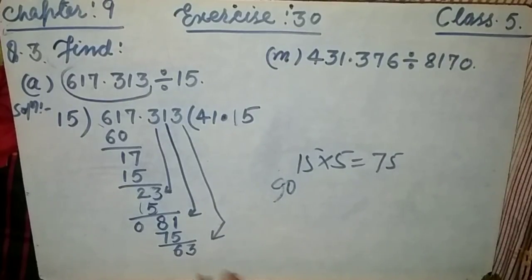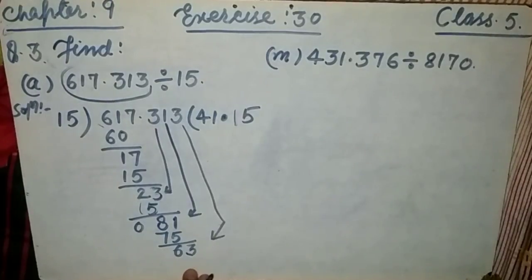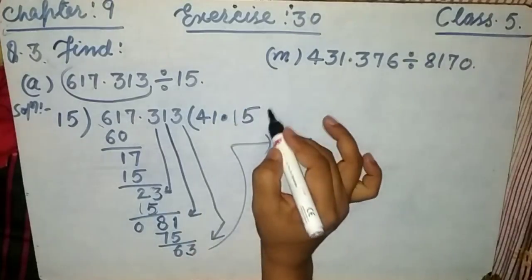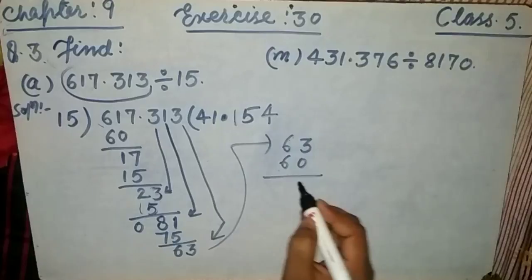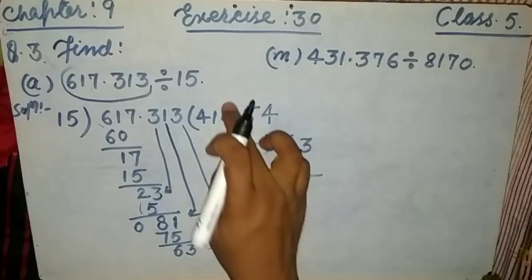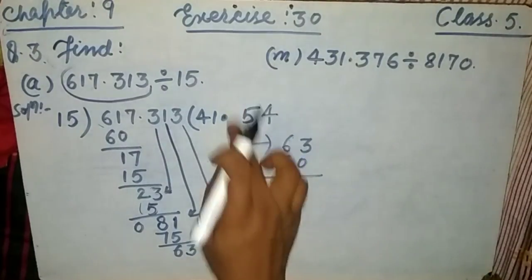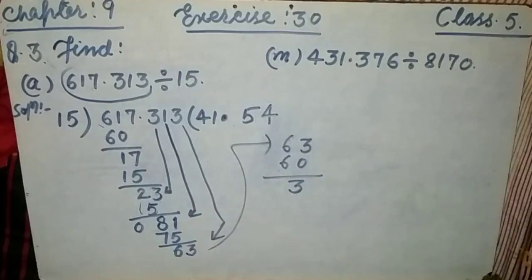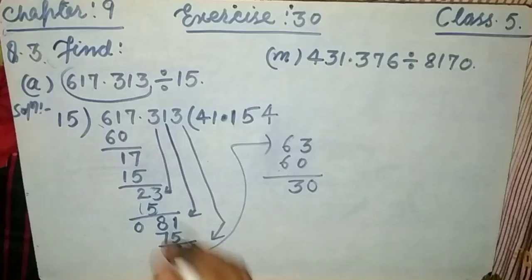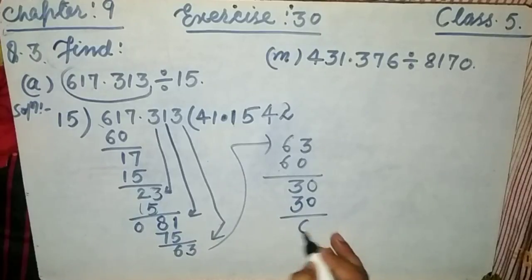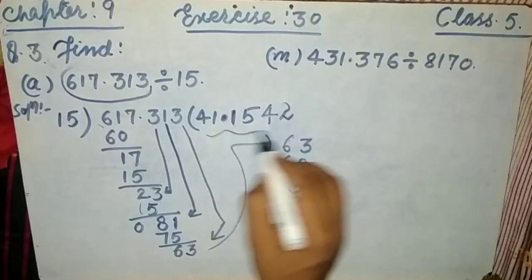Now proceed the same way: 15 4 is 60. So subtract and we get 3 as a remainder. Now friends, see, we have to write only one time. Then write down the 0, then read the table: 15 1 is 15, 15 2 is 30, and this is 0. I hope you get it. So this is your answer.